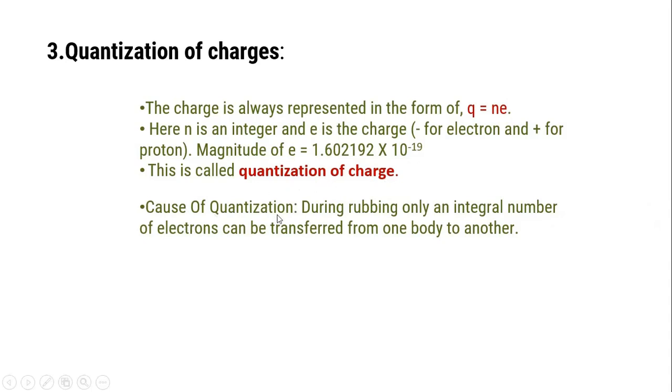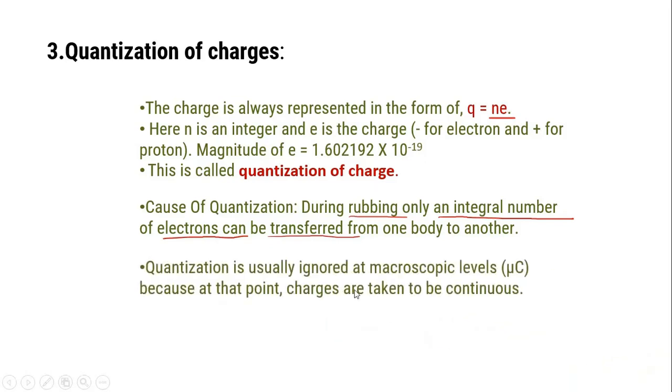Now what is the cause of quantization? The cause of quantization is that during rubbing only an integral number of electrons can be transferred. Keep that, this is the key statement, only an integral number of electrons can be transferred. It means that either 1, 2, 3 or 4 electrons, an integral number, can be transferred, not a fraction, that is half of the electron, 3 by 2 of the electron, 4 by 5 of the electron will never get transferred. That is what is meant by the quantization of charge. That means whenever the electrons are being transferred, they are always transferred in an integral multiple of E.